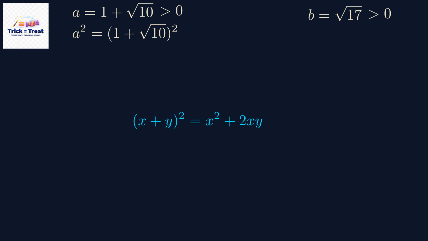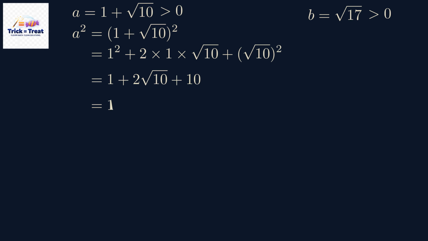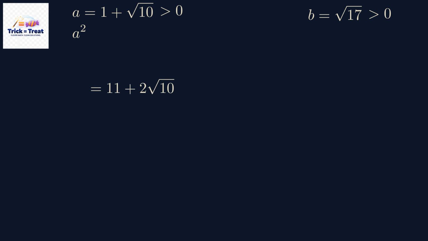Remember your algebra? The classic formula for the square of the sum of x and y. 1 squared equals 1. 2 times 1 times square root of 10 equals 2 square root of 10. The square of the square root of 10 equals 10. Putting it all together, A squared equals 11 plus 2 square root of 10.